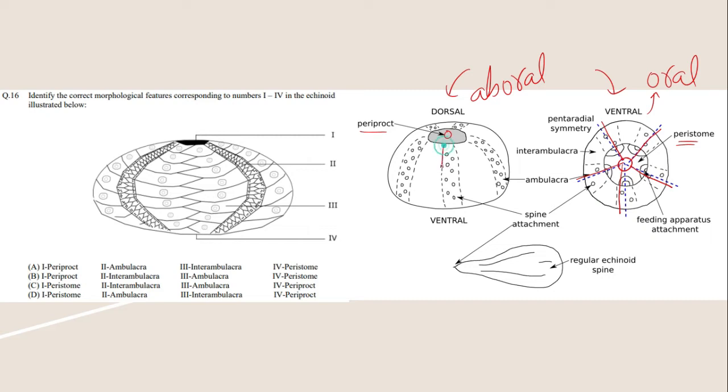Another important morphological feature in this echinoid is the ambulacra and interambulacra region. This little strip here is called ambulacra, and where you see these pores, these are the openings of the tube feet which most echinoids have, and those tube feet get connected to this region called ambulacra. Then in between two such ambulacra there is a region where you do not see any such pores, which is called interambulacra. These are the important ones which you find in any of the echinoids.